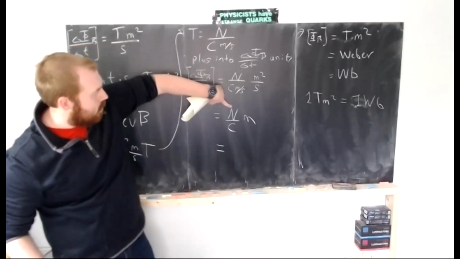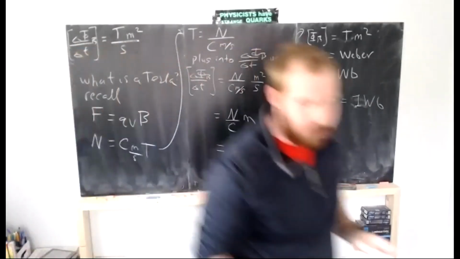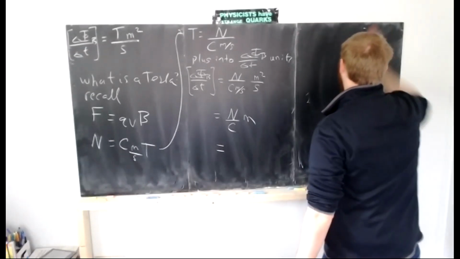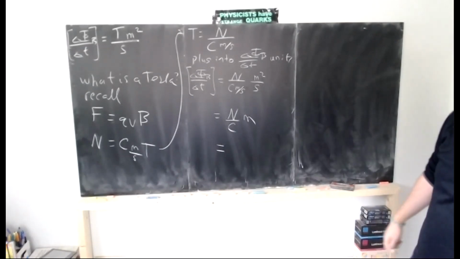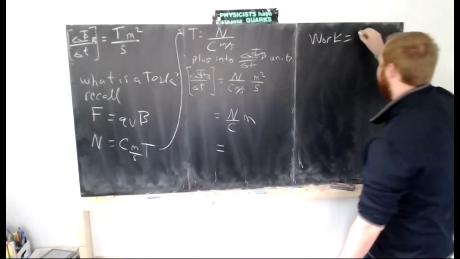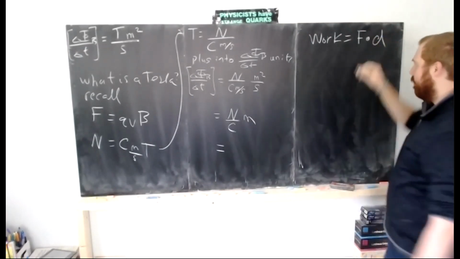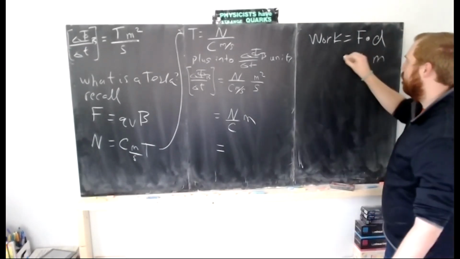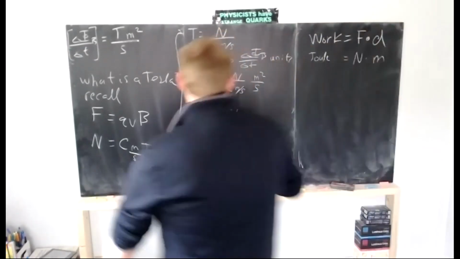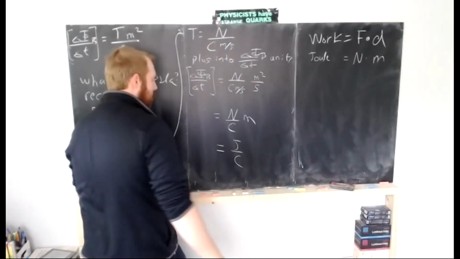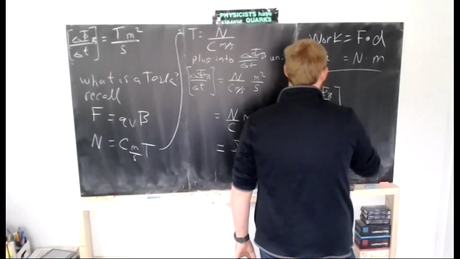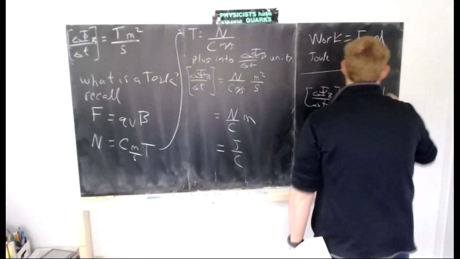All right. Newton meter. Anyone remember what that's called? Still blank. So you don't remember what work is. Work is a force times a distance. So a Newton meter is a joule. I have a joule per Coulomb. For the grand conclusion, delta phi B over delta t, a joule per Coulomb is a volt.